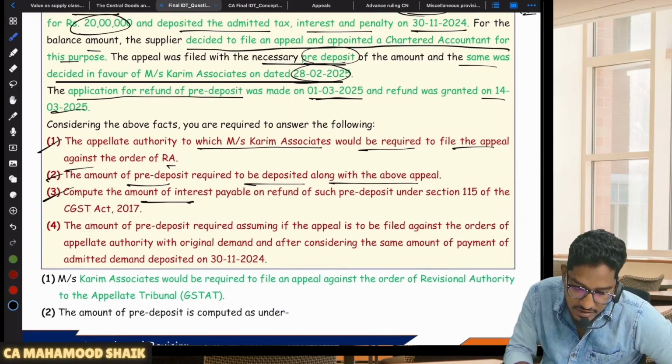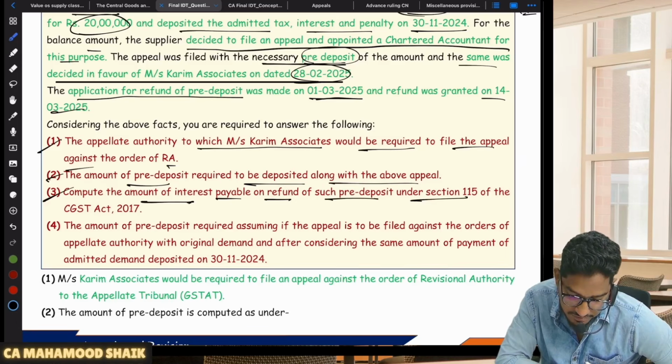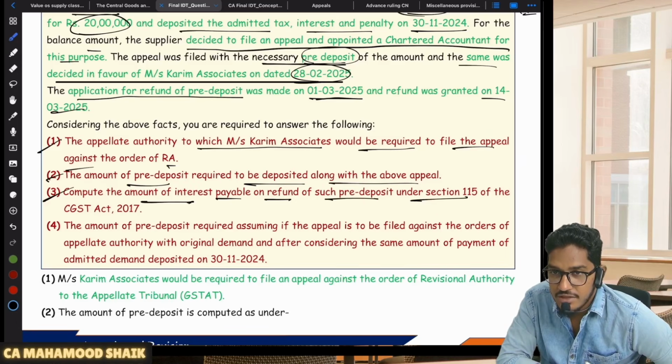Compute the amount of interest payable on refund of such pre-deposit under section 115 of the CGST Act. Interest here, finally he won the case, no? That pre-deposit he will get as a refund, no? So how much amount will he get as a refund? Whatever pre-deposit he has made.